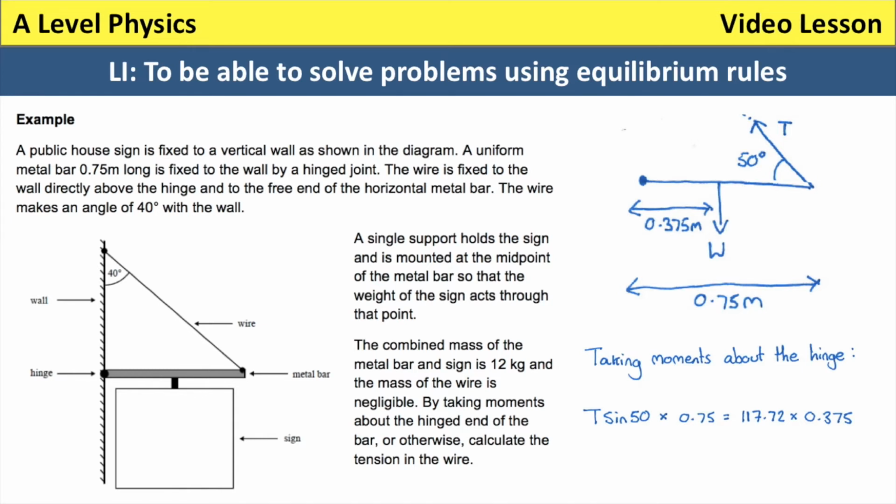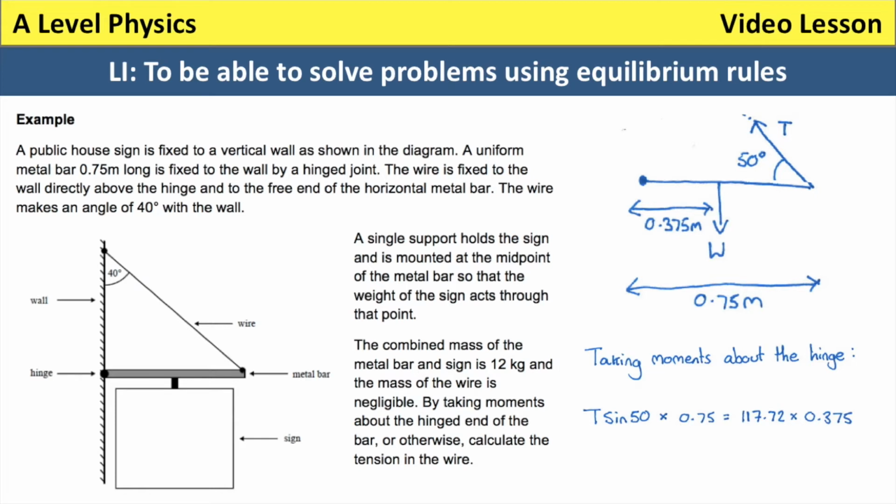I can then take moments about the hinge and I need to resolve the component of the tension that is perpendicular to the metal bar. Now because that will be the opposite side of the triangle, I will be using sine of that angle. So T sin 50 multiplied by 0.75 is going to be the anti-clockwise moment.